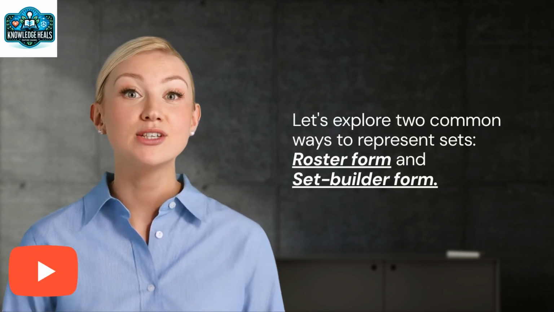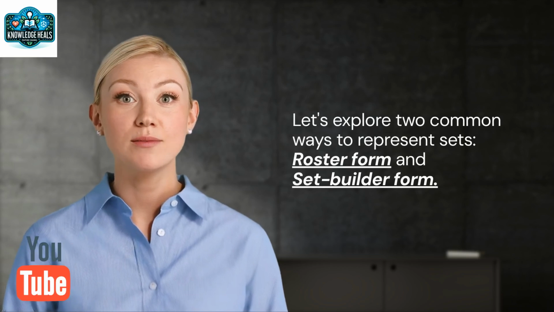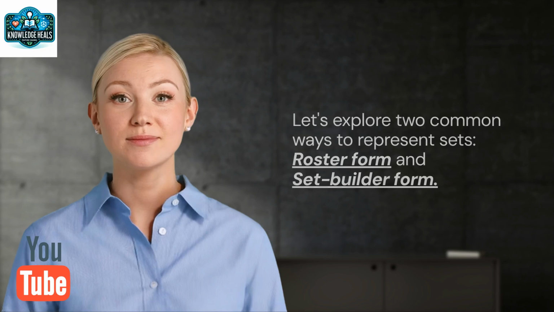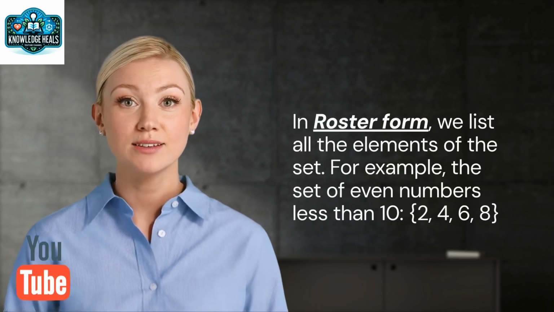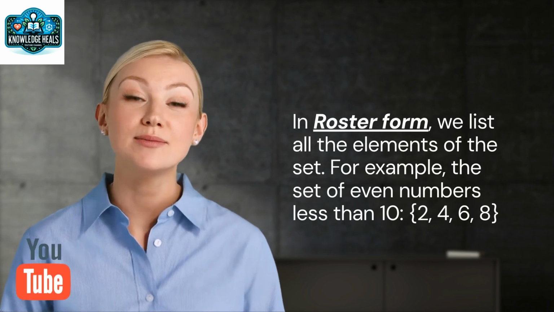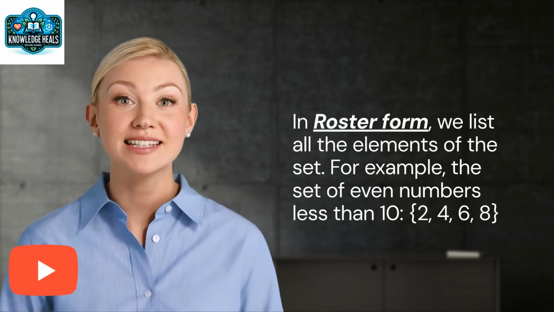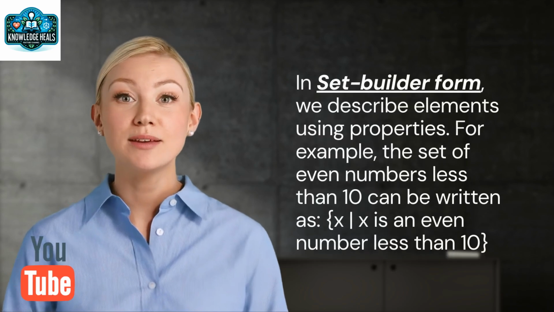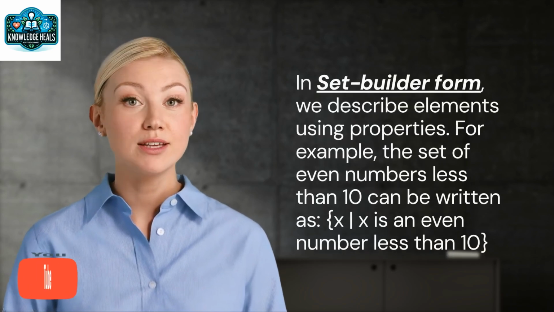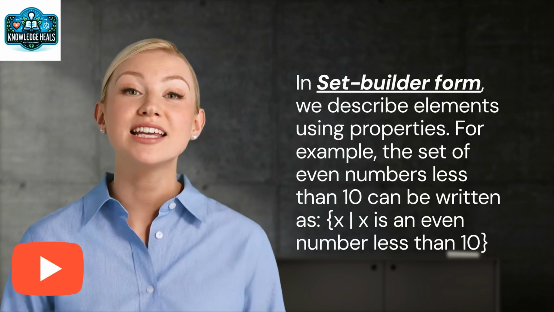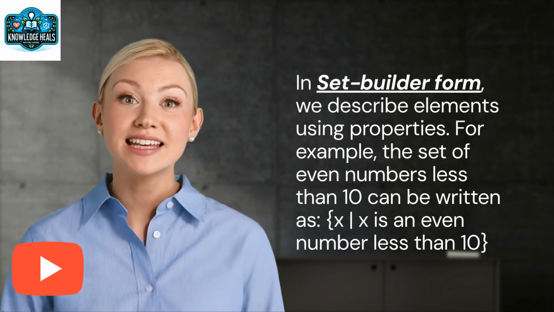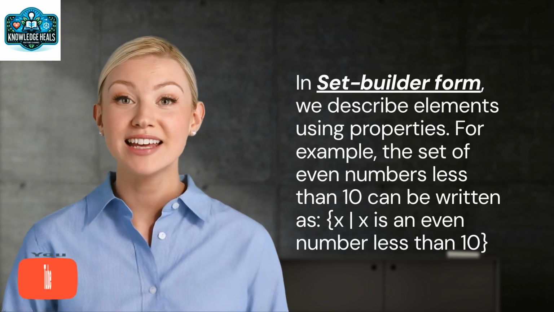Now, let's look at how we can represent sets. There are two common ways: roster form and set builder form. In roster form, we list all the elements of the set. For example, the set of even numbers less than 10: {2, 4, 6, 8}. In set builder form, we describe the elements using a property. For example, the set of even numbers less than 10 can be written as {x : x is an even number less than 10}.